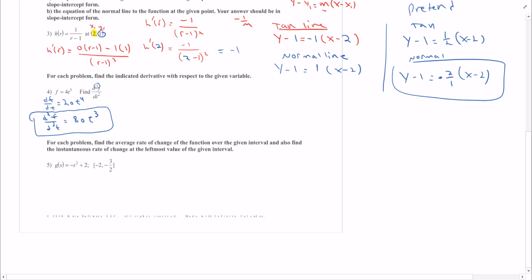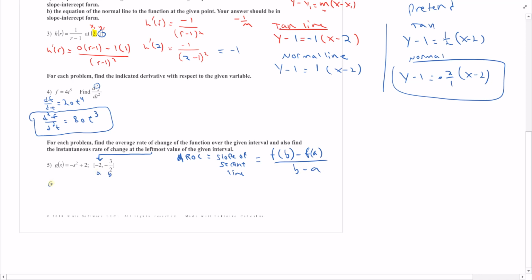For each problem, find the average rate of change of the function over the given interval. Also find the instantaneous rate of change at the leftmost value. So the leftmost value is that one, right? That's the one that's on the left. So average rate of change, AROC, some people call it, is the slope of a secant line, which is f of b minus f of a over b minus a. Right, so start with that. This is a and that's b.